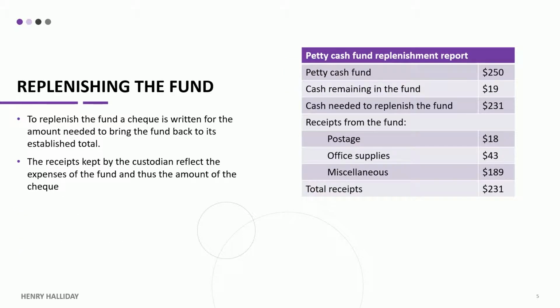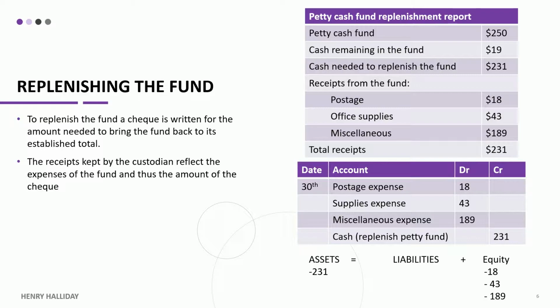So replenishing the fund requires two things: the replenishment report and then the journal entry. The replenishment report details the amount of the fund, the cash remaining in the fund, and then the cash needed to replenish it, which should be equal to the expenses. So you can see there the receipts from the fund are postage, office supplies, and other miscellaneous expenses, and they equal the difference between the opening and closing balance of the fund, which is good.